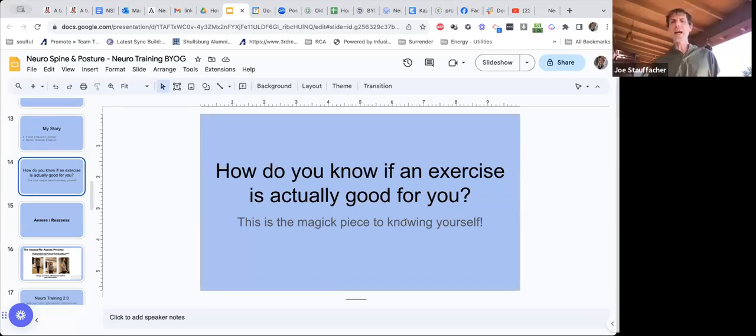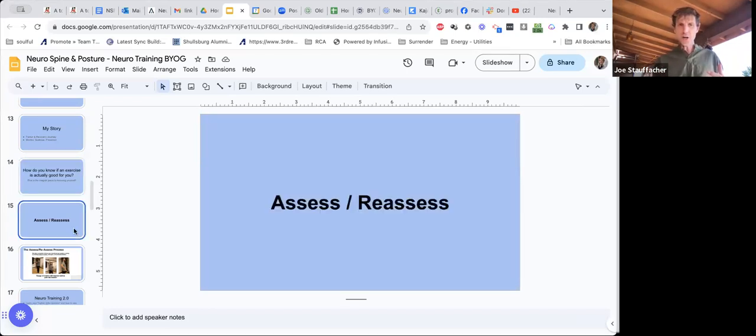So how do you know if an exercise is actually good for you? This is the magic piece to knowing yourself. When you understand your body and the assess and reassess process that we're going to talk about here, then at any moment in time, you can assess your body because you know your body, and you can see, is my nervous system feeling threat right now, or does my nervous system feel safe?